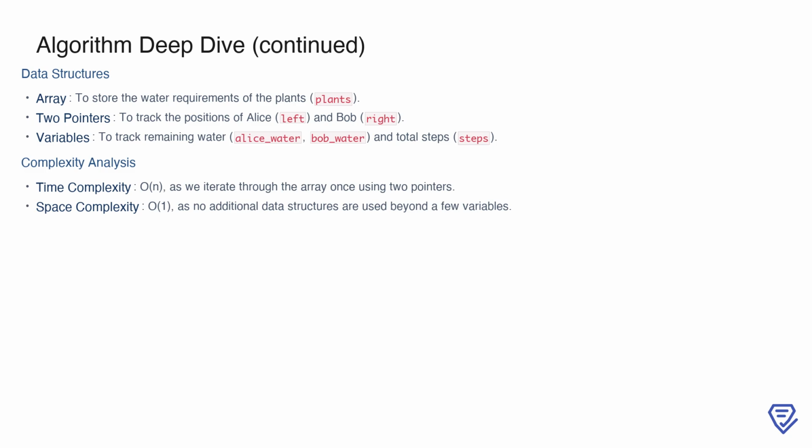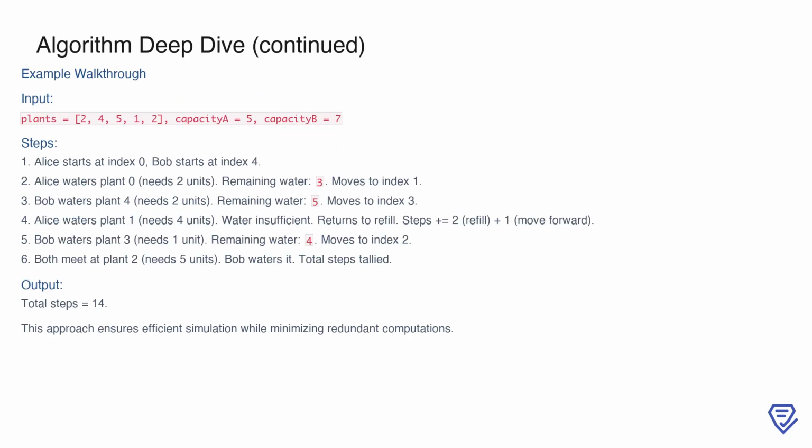The time complexity is O(n), as we process each plant exactly once using the two-pointer approach. The space complexity is O(1), since we only use a few variables and do not require any additional data structures beyond the input array. This makes the solution not only fast but also memory efficient, ideal for handling larger input sizes. To better understand how the algorithm works, let's go through an example step by step.